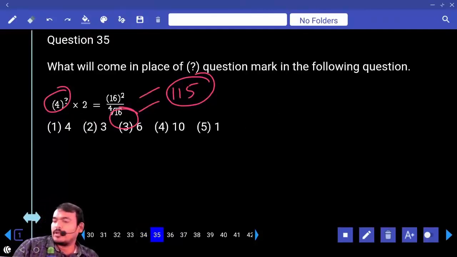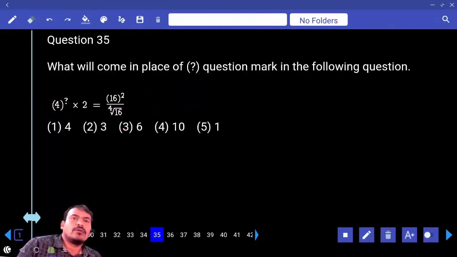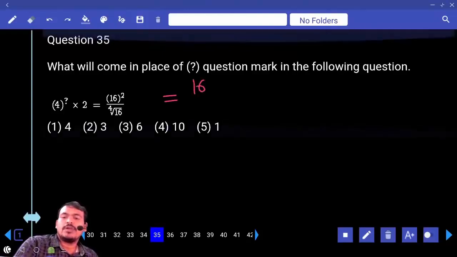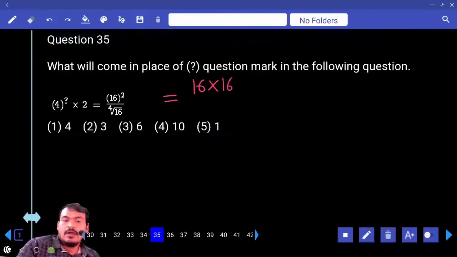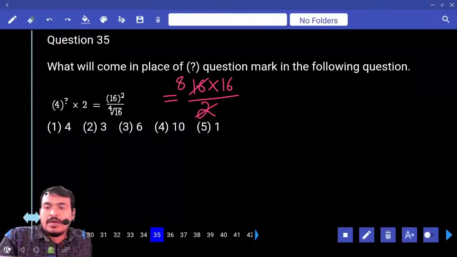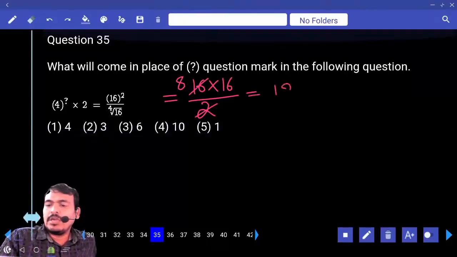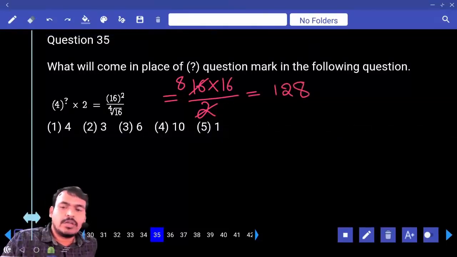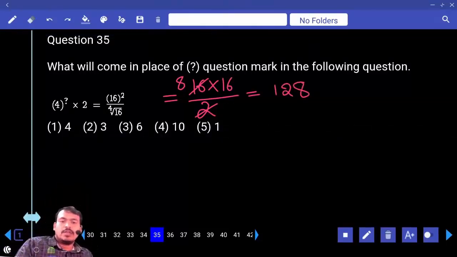Next question number 35. 4 power something into 2 equal to 16 square by 4th root of which one? 16. First numerator 16 square or not? Means we write 16 into 16 or not? By denominator value 4th root of 16. Means we write 2 or not? 16 into 16 by 2 or not? 2 how many times? 16. 8 times. 8 into 16 or not? Okay. 8 into 16 means it is 128 or not? 128.